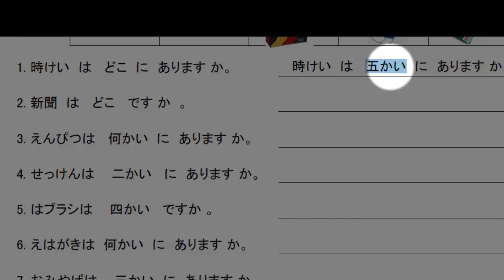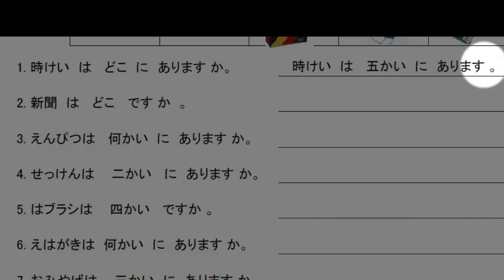Okay, there we have it. So our sentence now goes, tokei wa, as for the clock, gokai ni, on the 4th floor, arimasu ka. Now it's still a question, so the last thing that we need to do is simply get rid of that ka. And there we have our correct answer. Tokei wa gokai ni arimasu.